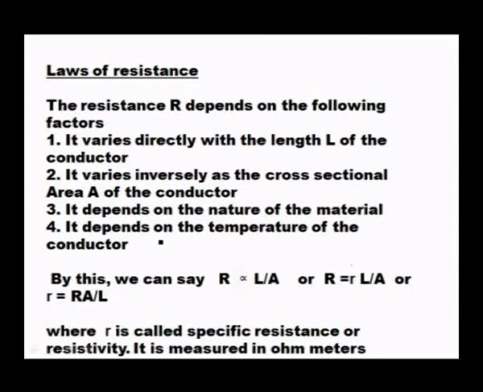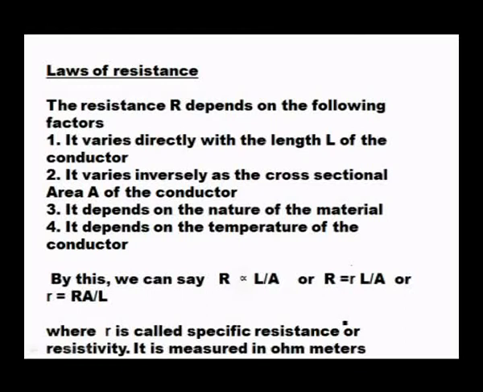All these factors have been summarized in the form of a mathematical expression. By combining all these factors, we can say that R is directly proportional to L and inversely proportional to A. That is, R is proportional to L divided by A, or R is equal to rho into L divided by A, or rho is equal to R into A by L, where rho is called the specific resistance or resistivity of the material, and it is measured in ohm meters.